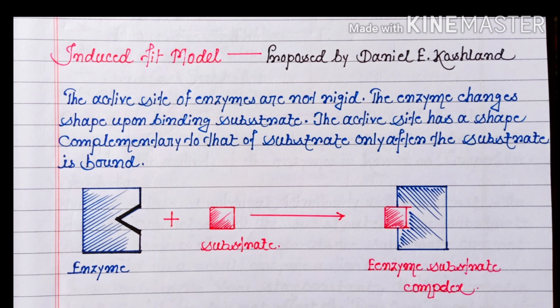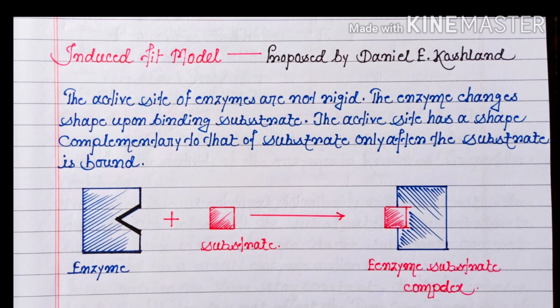But on the other hand, according to the induced fit model, the active site of enzymes is not rigid. Rather, the enzyme changes its shape upon binding the substrate. The active site has a shape complementary to that of the substrate only after the substrate is bound.